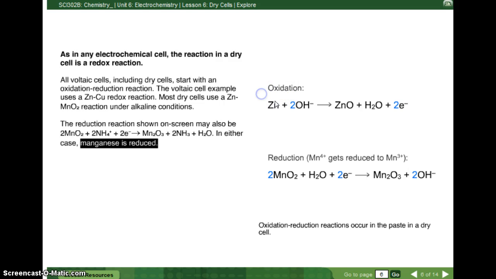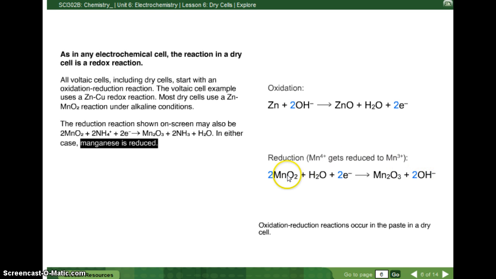All right, so we have our oxidation here. We have zinc plus 2OH yields zinc oxide plus water plus 2 electrons. Okay, the balancing, they put this on here so you can see that, oh look, there was 2 negatives up here. Now those 2 negatives are split off, and that's where you get the 2 electrons from. The reduction, manganese plus 4 gets reduced to manganese plus 3. So 2 manganese dioxide plus water plus 2 electrons yields Mn2O3 plus 2 OH negative.